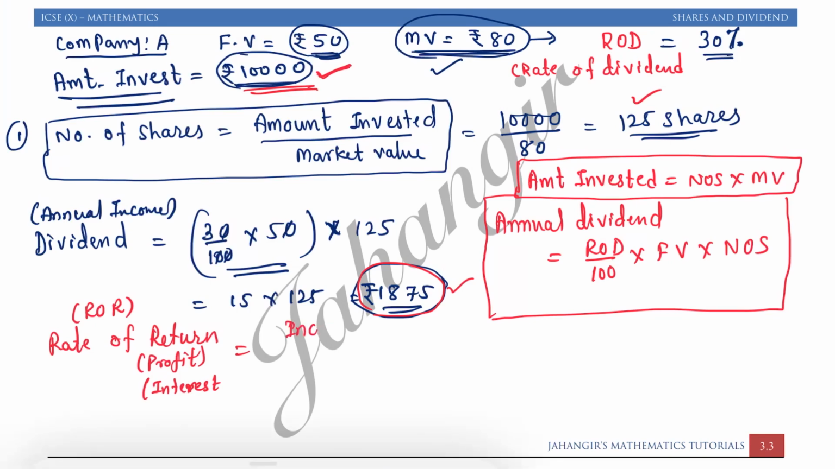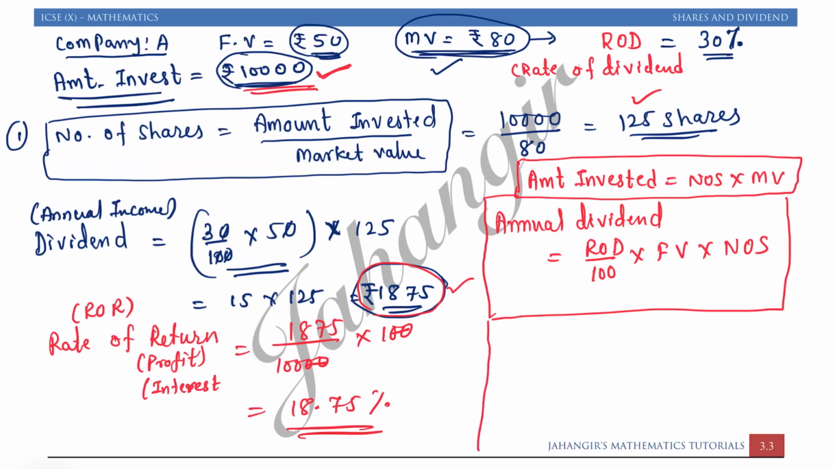That is income, how much is it? My income is 1875 upon investment into 100. So cancelling this, I am getting 18.75%. So that is quite good. So I got yearly return as 18.75.